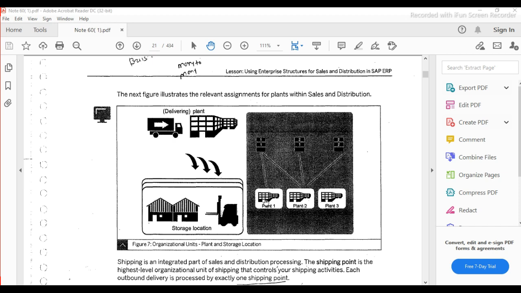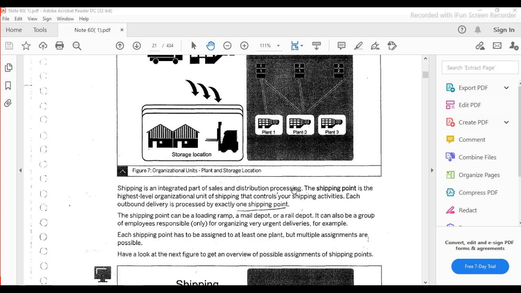Suppose this is plant 1, and this is sales organization 1 and distribution channel 1. We assign this combination. The same plant 2 can also be assigned to sales organization 1 and distribution channel 1. The first is the sales organization and the second is the distribution channel. Similarly, sales organization 2, distribution channel 1 can be assigned to plant 2 also. So multiple assignment is possible.